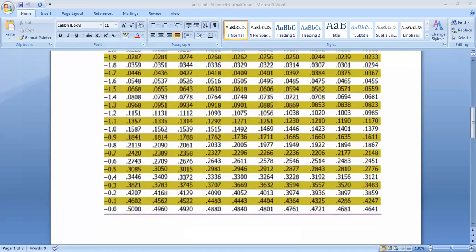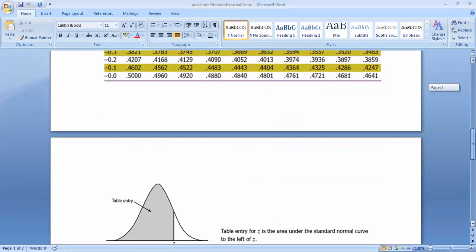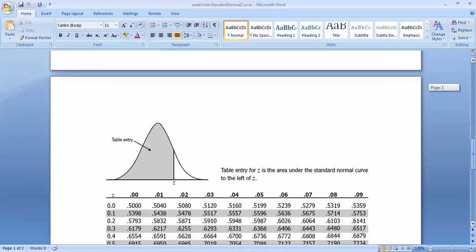There are two tables for Z. One table is for minus values, which plots the minuses up to Z equals 0. Now we go down. This is the first table, and this is the second table. Same thing here.